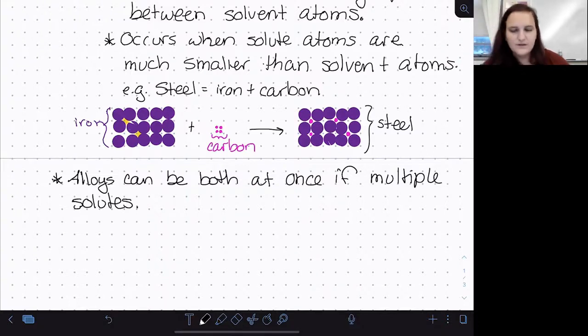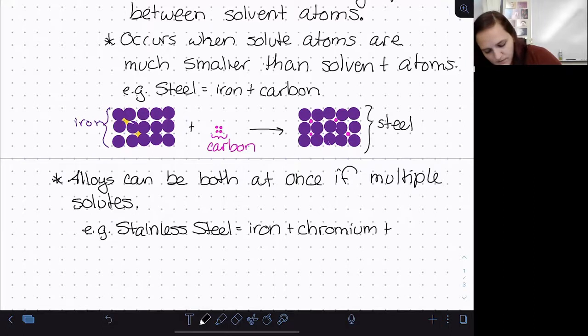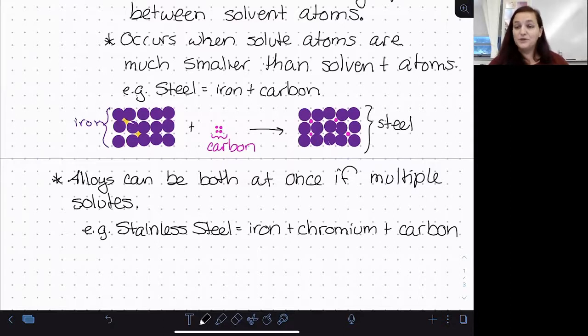Having multiple solutes doesn't necessarily mean that you are both types. If you have multiple solutes and they're all pretty much the same radius, it's just going to be a substitutional mix of all of them. Same if both of your solutes are really tiny. But in the case of stainless steel, it is mostly iron with some chromium and some carbon. So it's steel plus chromium.